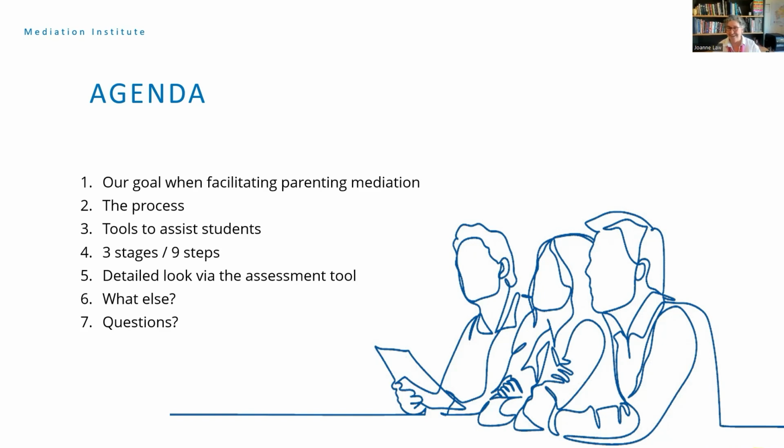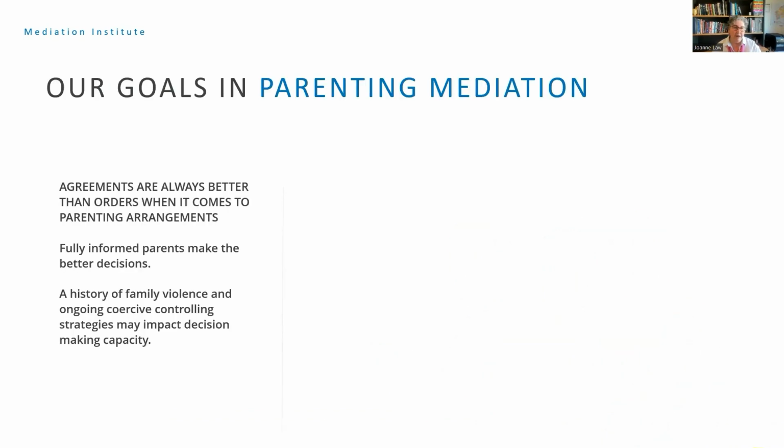With parenting mediation, it's very well understood throughout the whole system that agreements are always going to be better than orders. When it comes to parenting, if parents can agree about the best way to care for their children after separation, it's going to be better than something that's reluctantly agreed through order. The other principle is that fully informed parents make better decisions. So the work we can do with parents in preparation before the mediation to help them to be prepared is going to be really important.